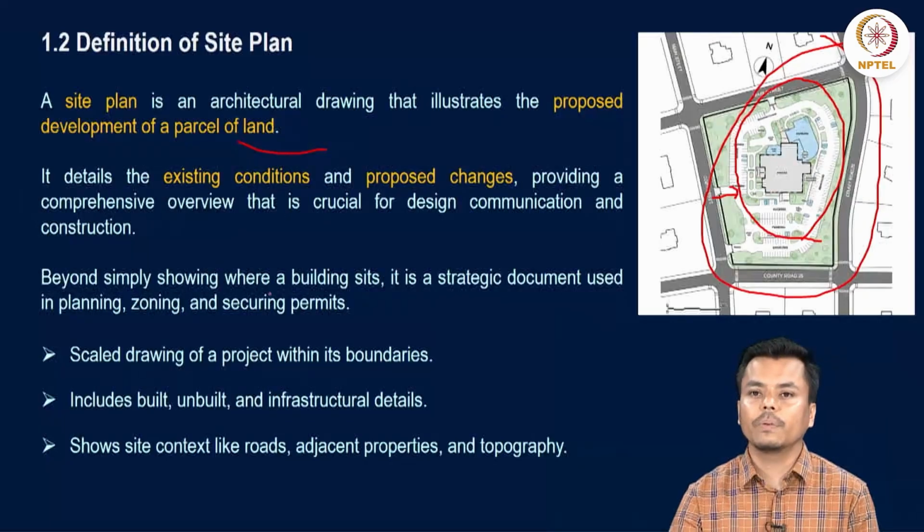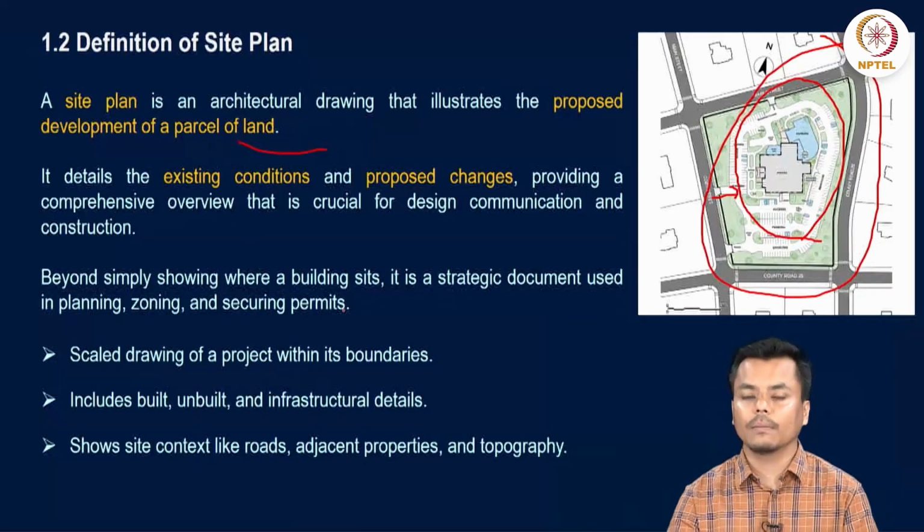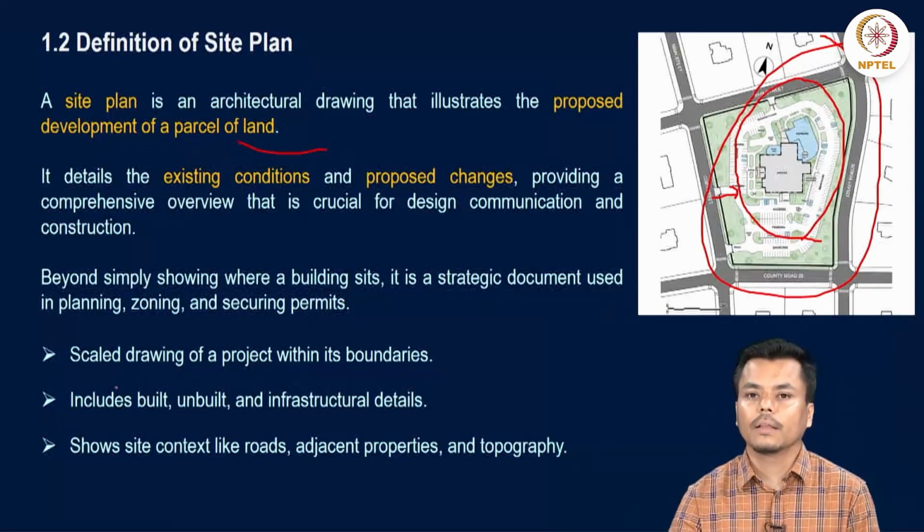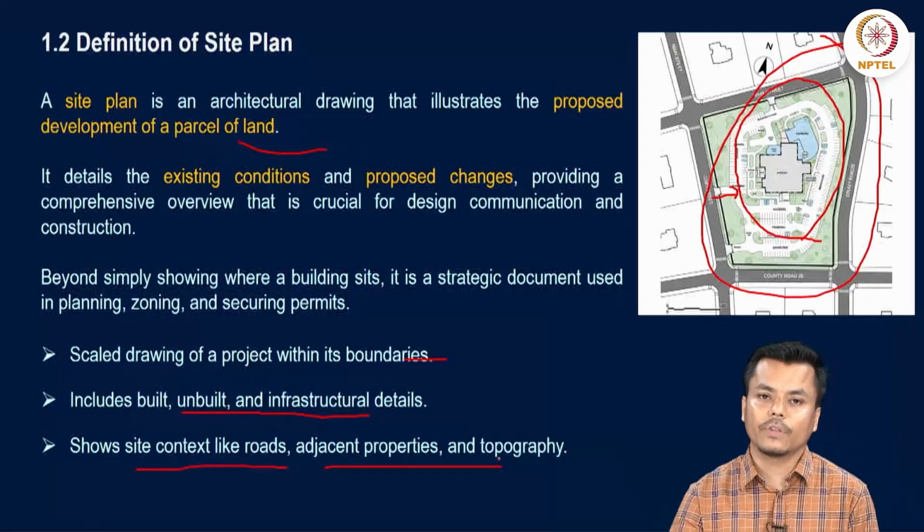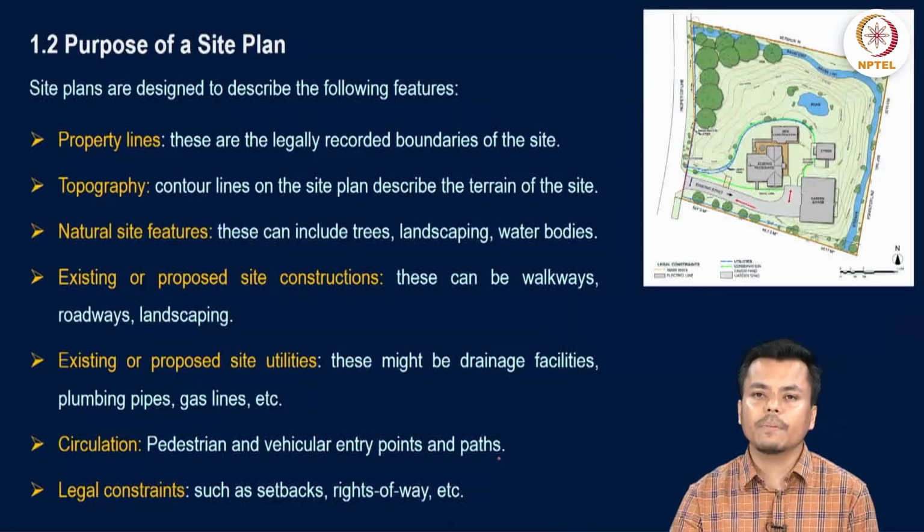Beyond simply showing where a building sits, it is a strategic document used in planning, zoning, and securing permits, because this is essential to get permission to construct a building from the municipal authorities. It is a scale drawing of a project within its boundaries, including built, unbuilt, and infrastructural details. It shows the site context like roads, as discussed and elaborated in the previous slides, then adjacent properties and the topography of the site. Then, the purpose of the site plan.